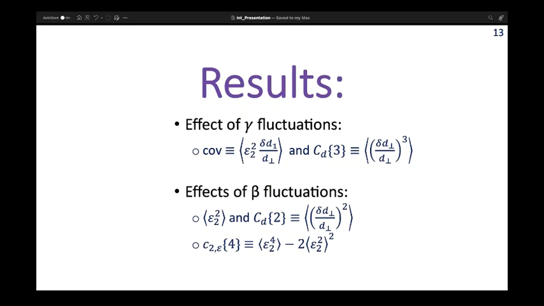So finally, let's go towards the results. First, I'll talk about gamma fluctuations, and I'll focus on three particle correlations, the covariance and the skewness in inverse transverse size, which is sometimes also called TD3. Then I'll go to the effects of beta fluctuations, and I'll discuss the two particle and the four particle correlations. The two particle correlations are the second order of eccentricity and this variable called CD2, which is the variance in the inverse transverse size. And this is simply the fourth order cumulant of eccentricity.